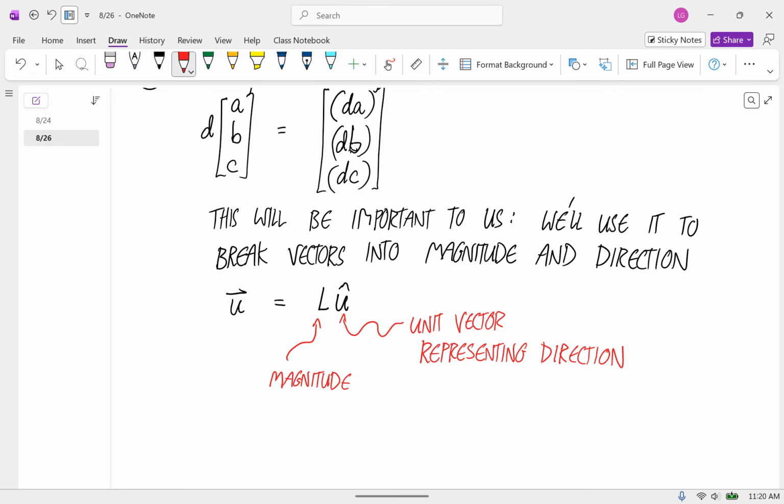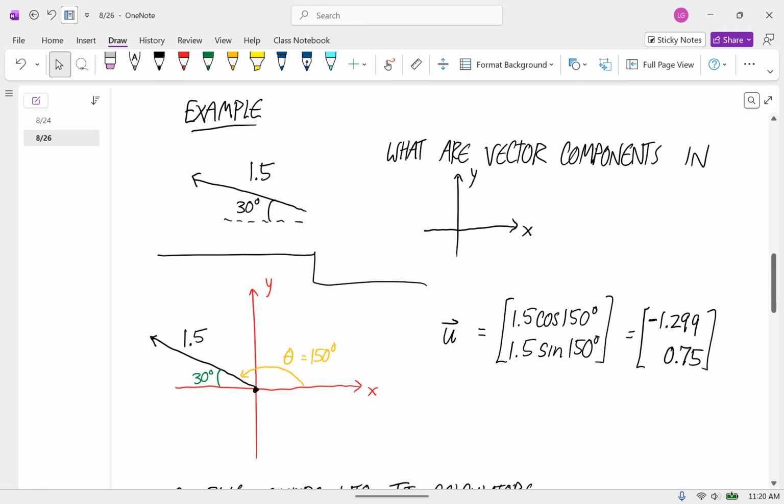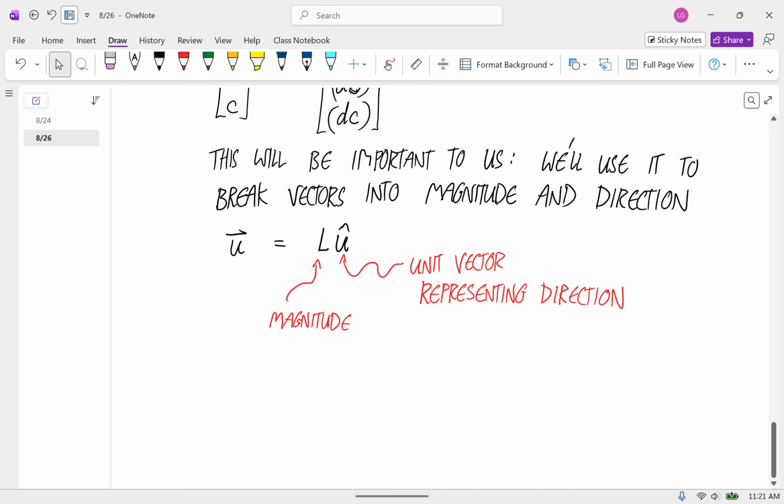Well, we've actually already seen that once. If you go back up to this example, we had a vector with a magnitude of 1.5. And so in order to define the full vector, the components of the full vector, we just multiplied 1.5 times a unit vector in that direction, which was cosine of 150, sine of 150, and it gave us the components. Okay, but we're going to go in the other direction pretty often.